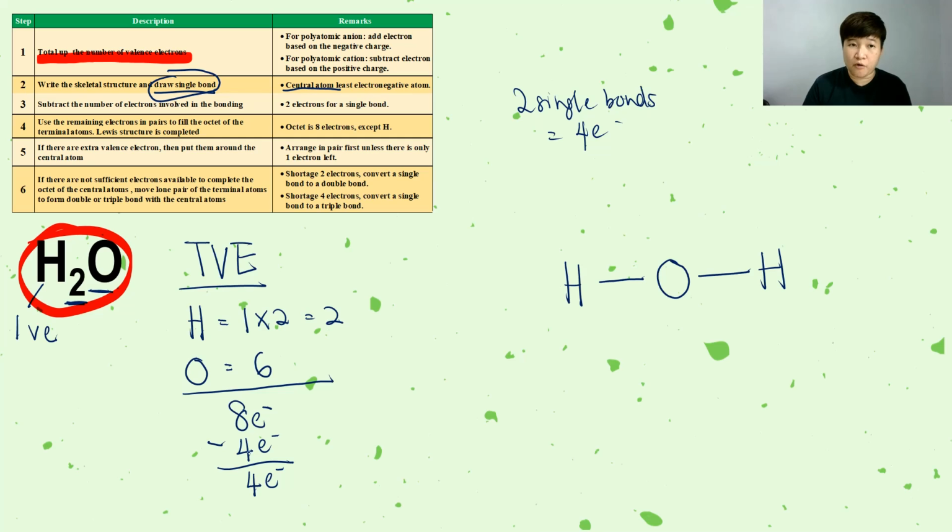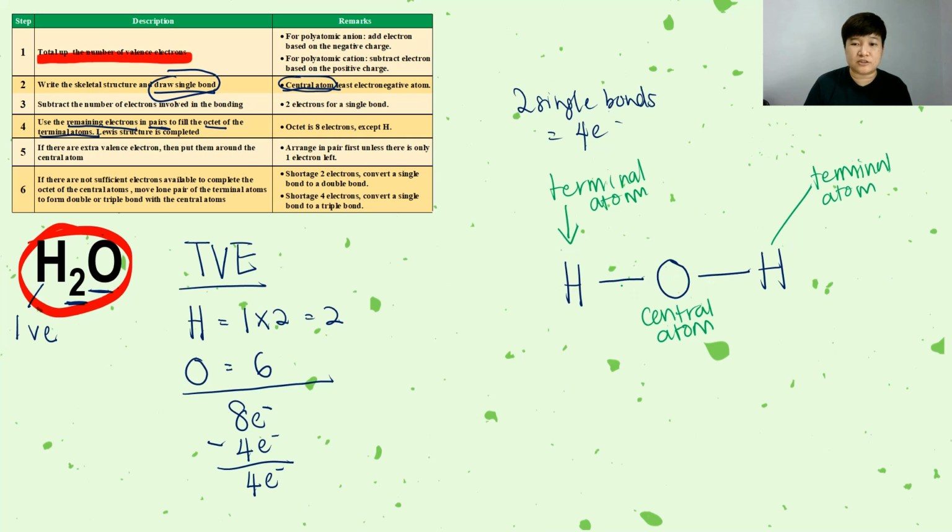And the 4 electrons that you have left over here, what can we do? Use the remaining electrons in pairs to fill the octet of the terminal atom. What is a terminal atom and what is a central atom? Simple. Terminal atom means next to it there is nothing else, alright? That is what we call a terminal atom. So we have 2 terminal atoms over here. Both hydrogens are your terminal atoms. Terminal, last stop. And your oxygen over here obviously is your central atom. Central atom means next to it there is still bonding. So that is your central atom, that is your terminal atom.